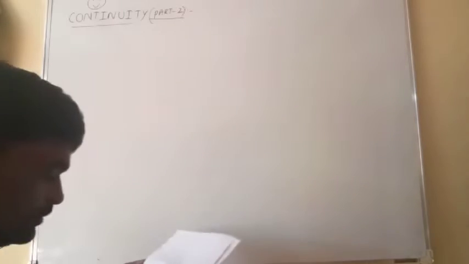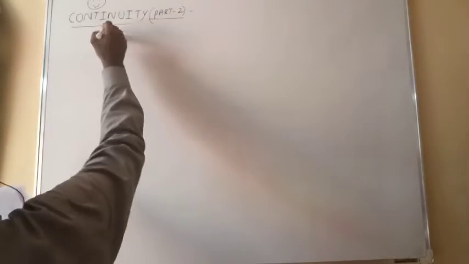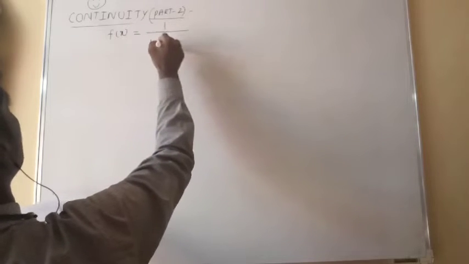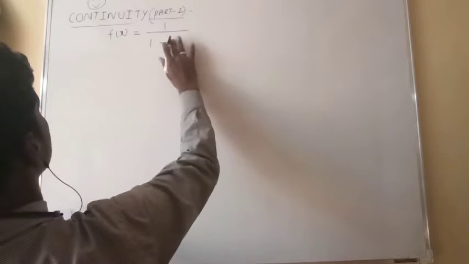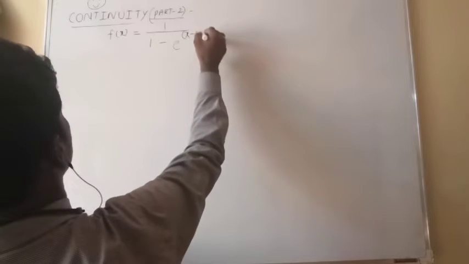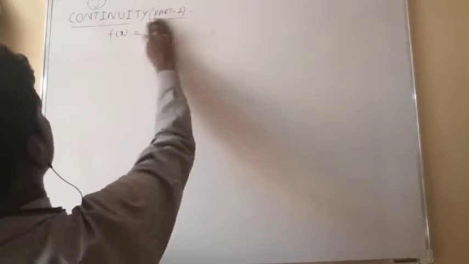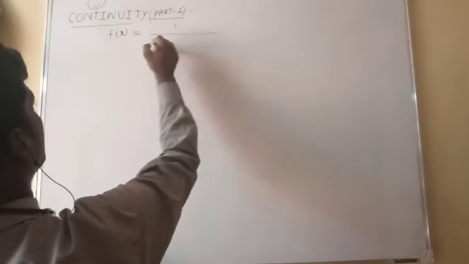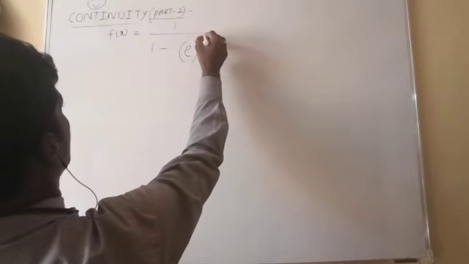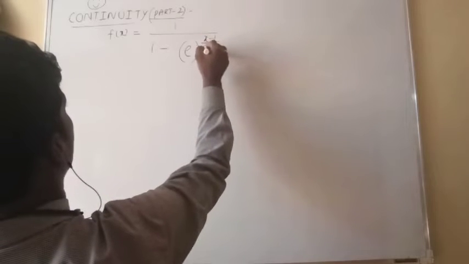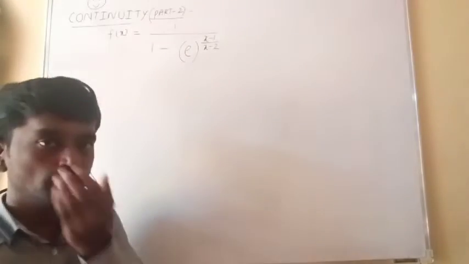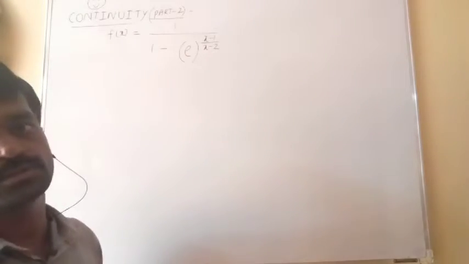Next problem. f of x is equal to 1 by 1 minus e power x minus 1 by x minus 2. So we have to find points where this function is discontinuous.